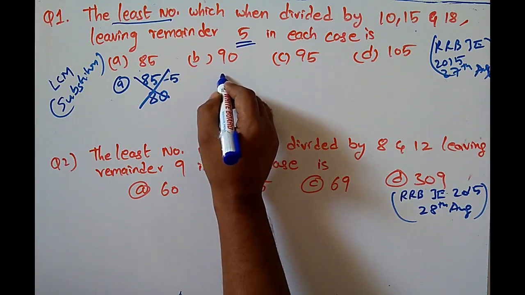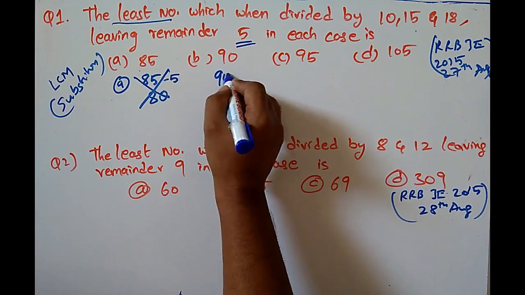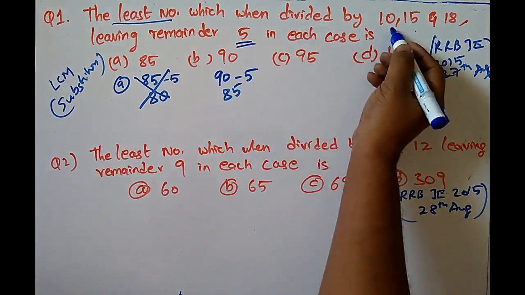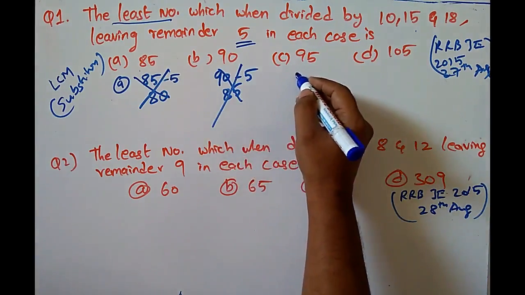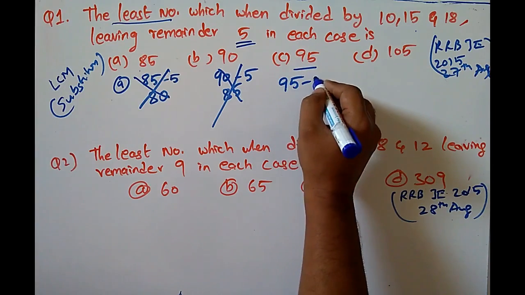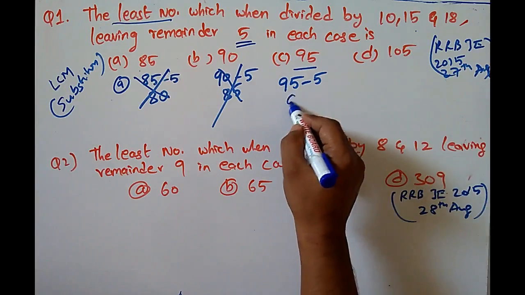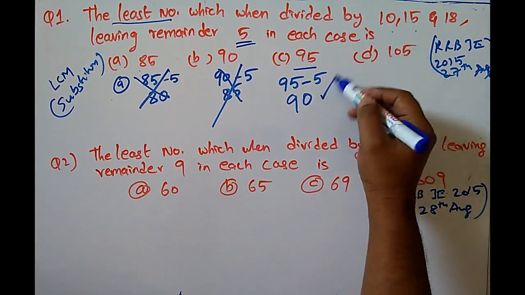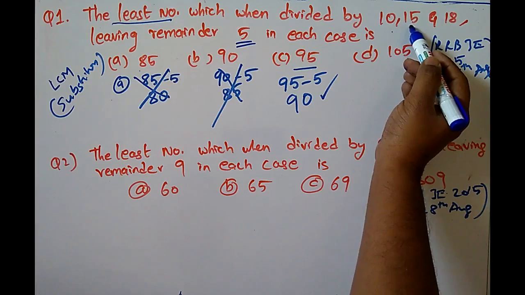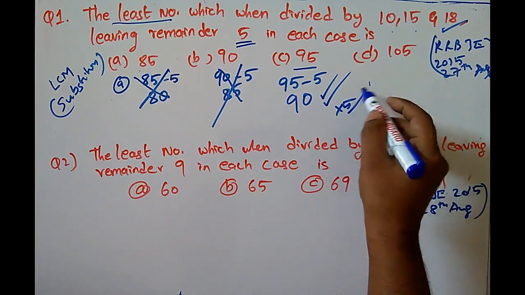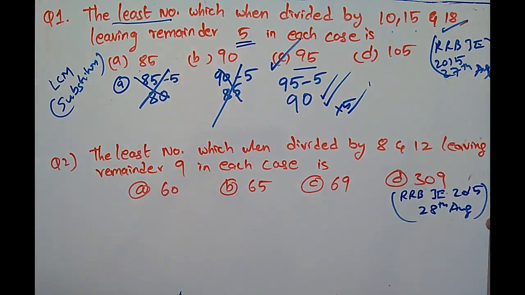So take the second option and subtract the remainder. We will get 85. Is 85 divisible by 10? No. We'll take the third option, that is 95. We will remove the remainder, 90. Is this divisible by 10? Yes. Is this divisible by 15? Yes. Is this divisible by 18? 18 fives are 90. Yes. So C is the option.